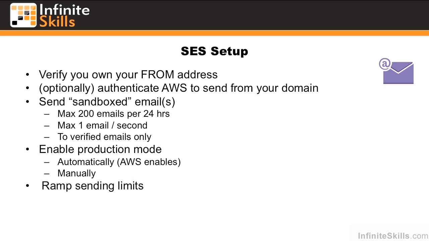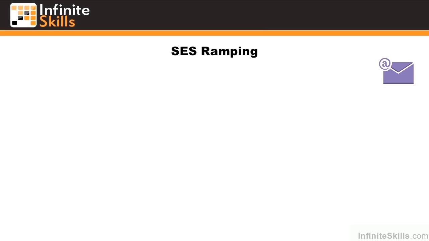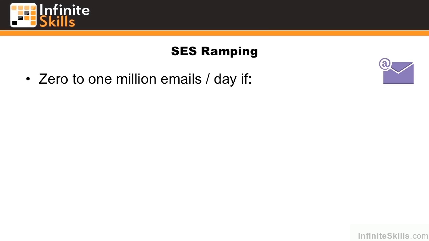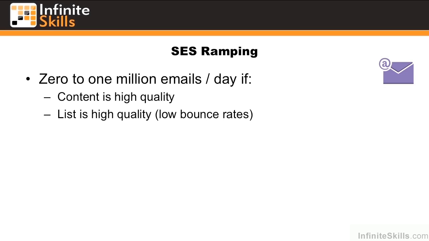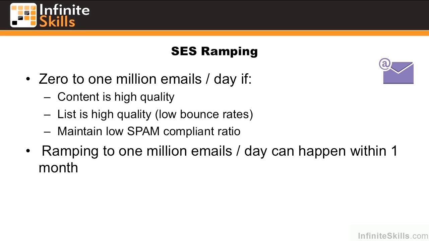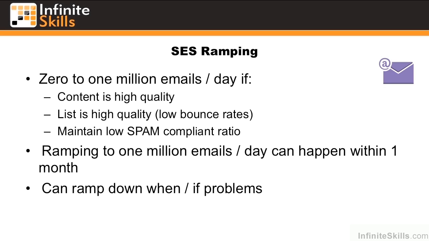After that, you can start ramping up your sending limits. AWS is actually pretty proactive and good about this and will take care of it automatically in most cases. And if they're not moving as fast as you like, you can always request that it be done manually. When ramping up your sending limits in SES, you can go from 0 to 1 million emails a day if your content is high quality, if your list is high quality and you have low bounce rates, and if you maintain low spam complaint ratios. You can ramp to 1 million emails a day within 1 month. But you can also ramp down when or if there are problems, and you'll still be responsible for the costs.